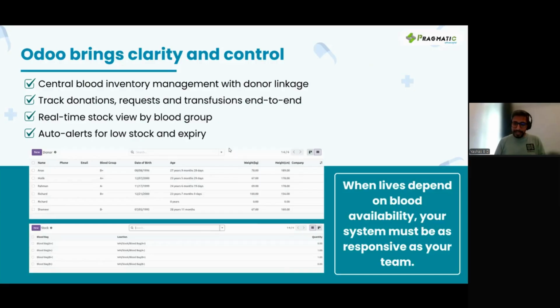As I said, when life depends on blood availability, the system must be as responsive as the team itself. So rather than depending on manual task coordination on the phone or something like that, these things should be digitized in such a way that decisions are taken quickly and efficiently. That's the most important aspect.